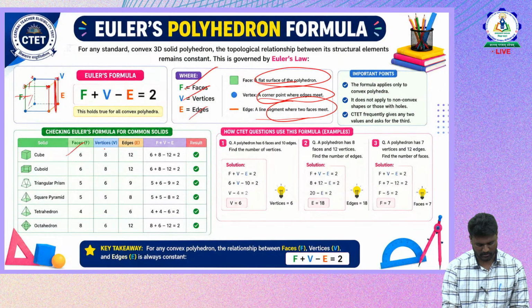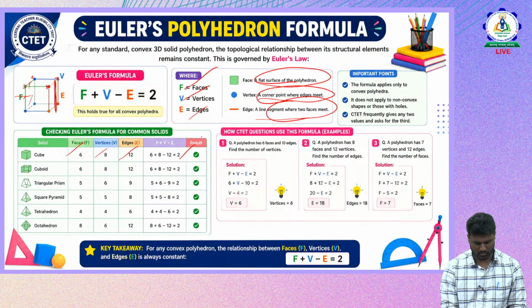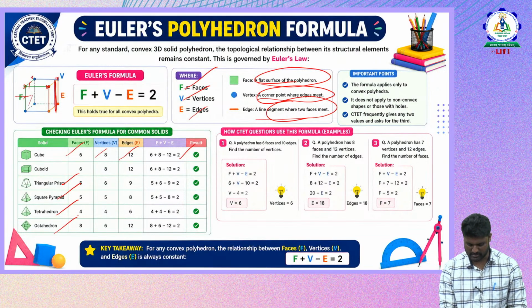Six faces. How many vertices? Eight vertices. For the cube, there will be 12 edges. So according to Euler's formula, it will become 2. Similarly, we have the cube, triangular prism, square pyramid, tetrahedron, and octahedron, where you can see these things.